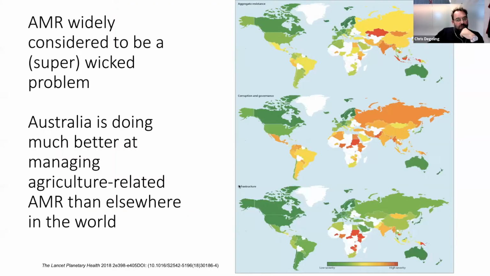So what are we going to talk about in general is in the Australian context? Well, because AMR crosses all these sectors and there are inevitably going to be tragic choices in terms of who we do not allow to have antibiotics and the types of burdens that this places on systems, it's easier to think of it as a bit of a super wicked problem.